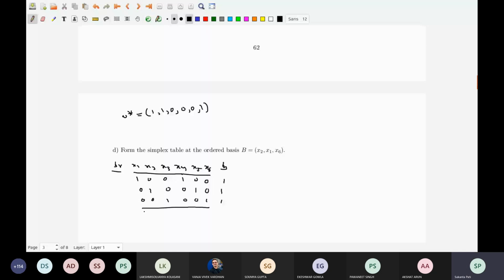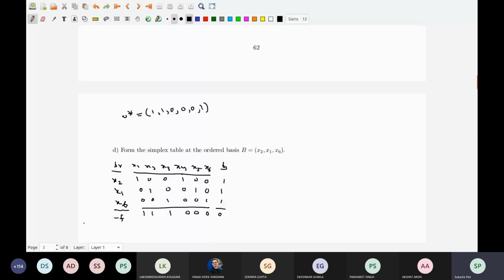And when you were starting to write the simplex table, you put a 0 over here. Okay. This is my preparation to write the simplex table. And here you write the basis element in the ordered way. So against the first row, you write x2. Against the second row, x1. Against the third row, you write x6. This is my preparation. This is not the simplex table.